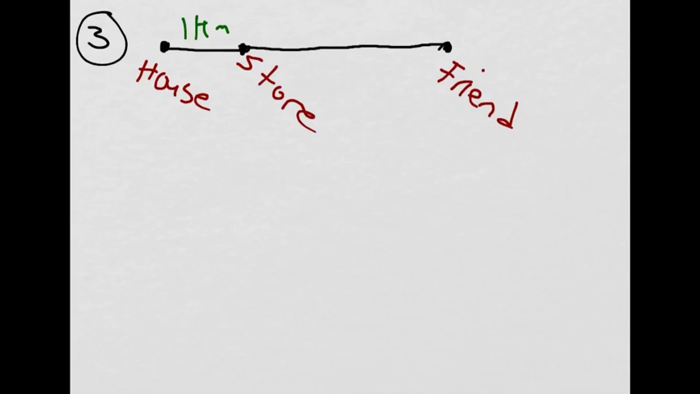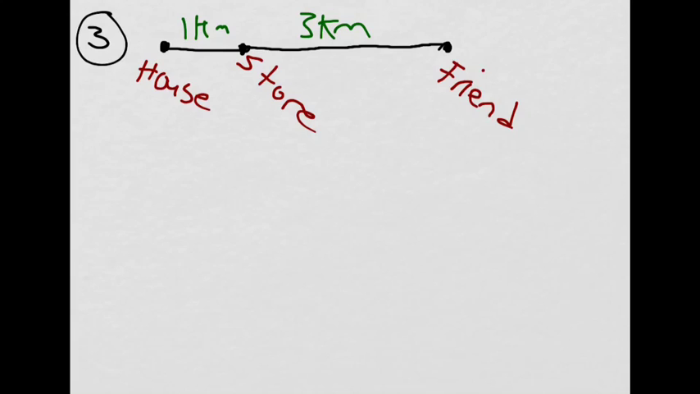And then from the store, her friend's house is 3 kilometers away, continued along the same path that she was heading in initially. So we got a little story here, and what we're being asked to do is to create a distance versus time graph, to model what's happening.